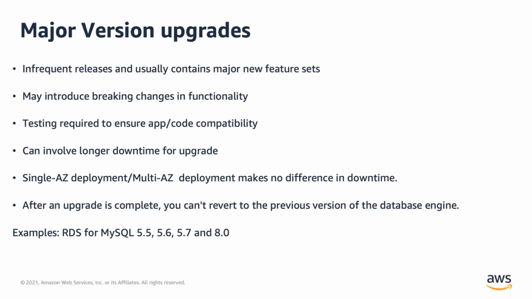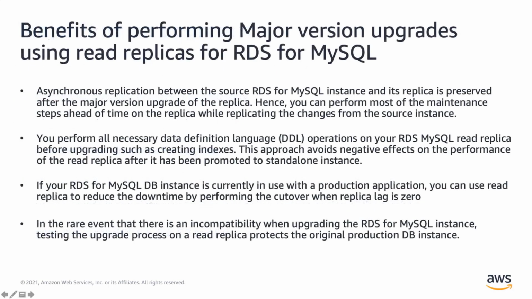Another option to reduce downtime for an RDS MySQL instance is by using a read replica. RDS for MySQL preserves the replication between the source and the replica even after the replica undergoes a major version upgrade. This is a benefit where we can perform most of the maintenance steps ahead of time on the replica while replicating the changes from the source instance.